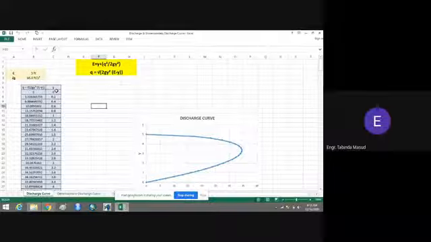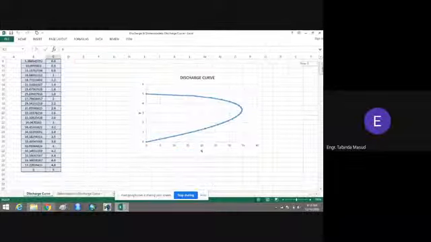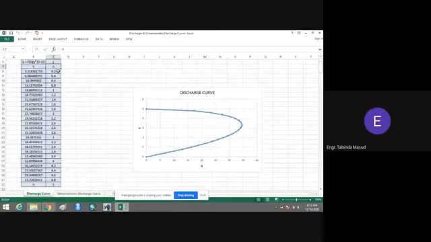Here you can see that I have taken different values of y from 0 up to 5 feet, and putting these different values of y in this equation, I have got these different values of q. On the basis of these two sets of values, I have got a discharge curve. This is a relationship between q and y. Sometimes the discharge curve is also known as the qy curve.